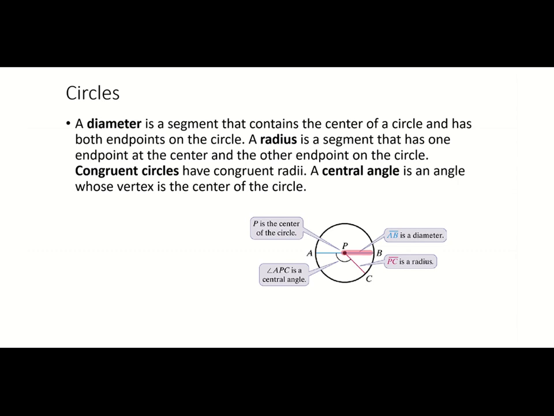And a central angle is an angle whose vertex is the center of the circle. So a central angle would be something like angle BPC, which I'm going to shade in here, or they marked angle APC. This is a central angle as well, but the main thing is the vertex of a central angle is the center of the circle.